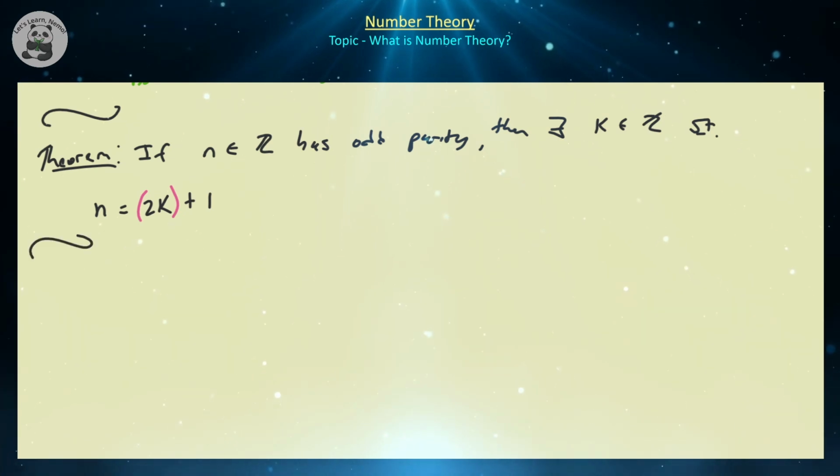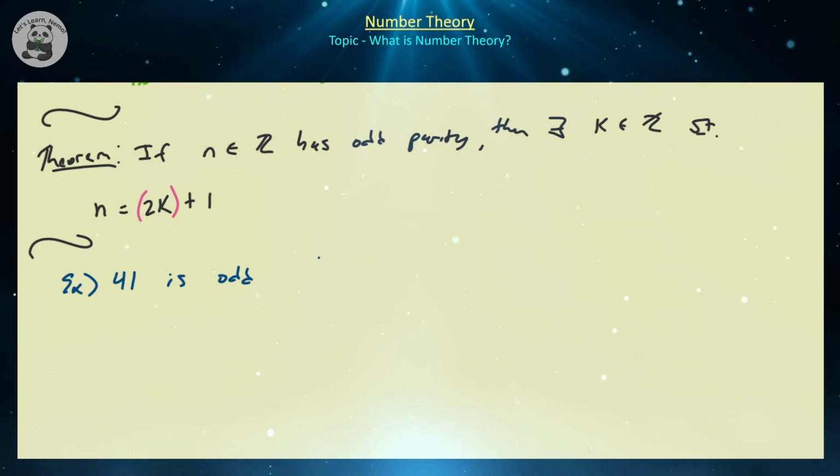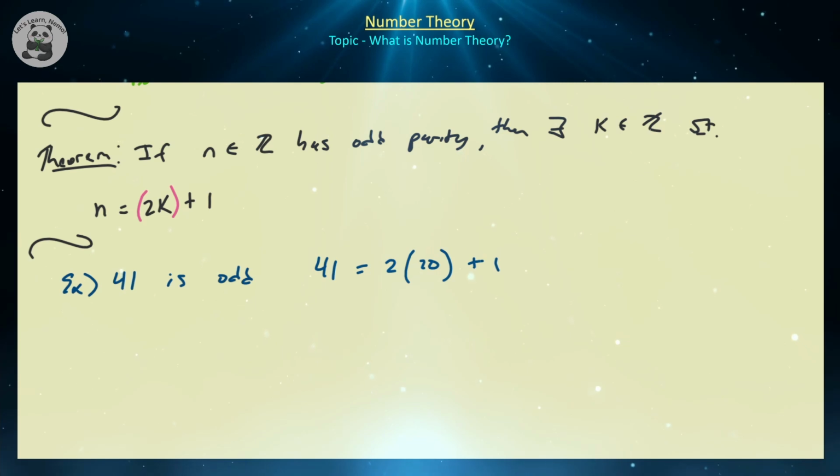And I invite you to prove this on your own, because it's actually not too bad to prove. So for example, if we want to use this theorem to prove that 41 is odd, then you can say, okay, 41 is odd because 41 can be represented in the form 2 times some arbitrary integer plus 1. So 20 is the integer that represents 41 as an odd.